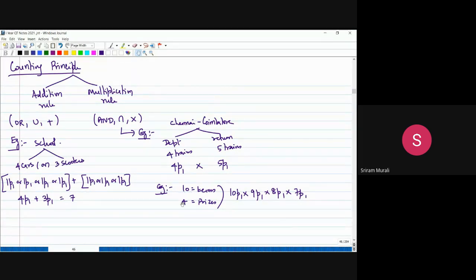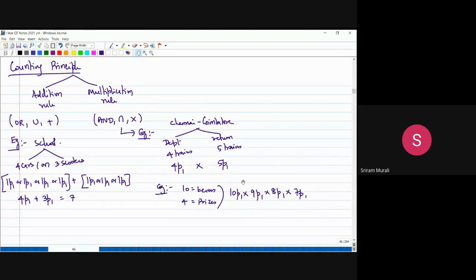Suppose you have 10 teams and 4 prizes. In how many ways can you distribute the prizes to teams? The same team cannot win all the 4 prizes. Assuming that we don't know exactly which team has taken which prize, you take one prize. That one prize you can distribute to any of the 10 teams. Now one prize has gone, one team has gone. How many prizes are left? Three. Again, you take one prize. Now 9 teams are there, so that can be distributed in 9P1 ways.